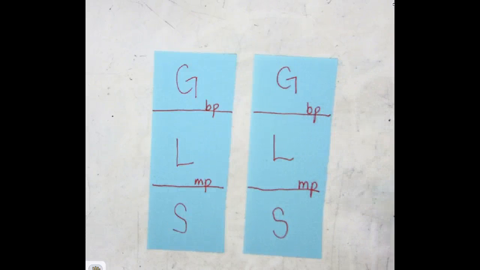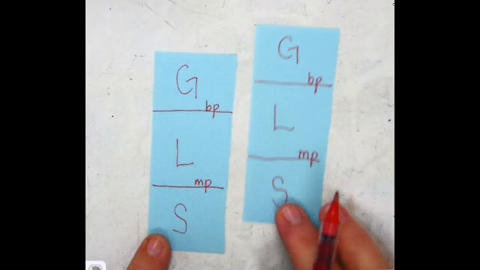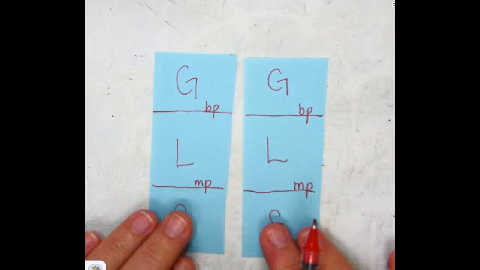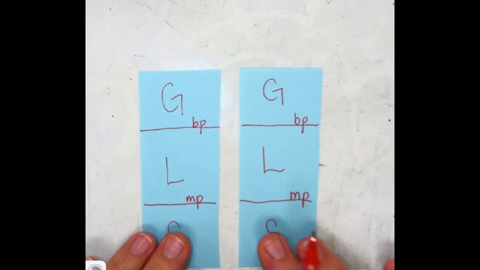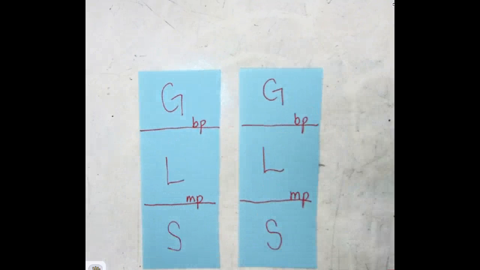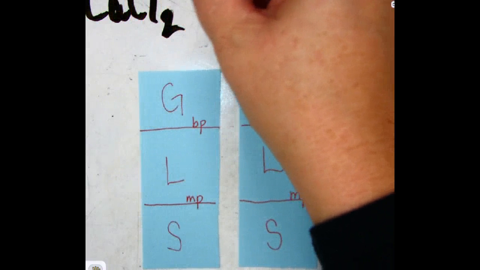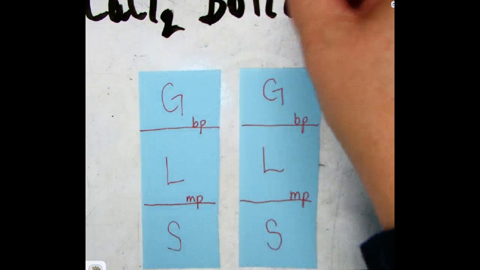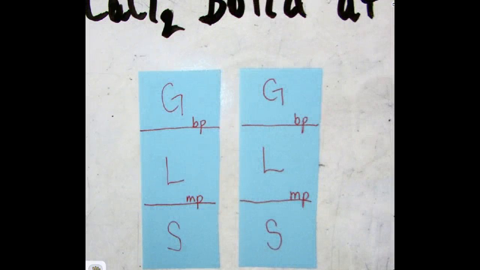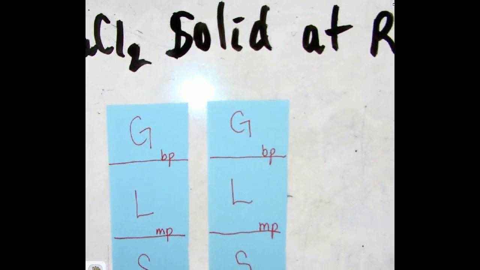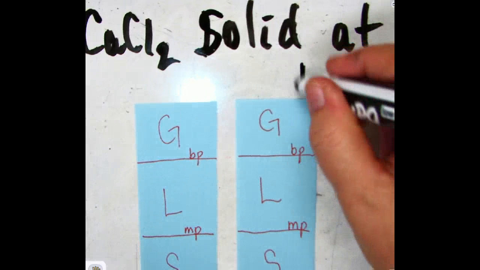Now, when you're comparing two substances, what you have to do is line up the state or the phase of matter to see how you can compare the two. So, for example, if I say calcium chloride is a liquid or a solid at room temperature, I'm just going to put RT, okay? Calcium chloride is a solid at room temperature.